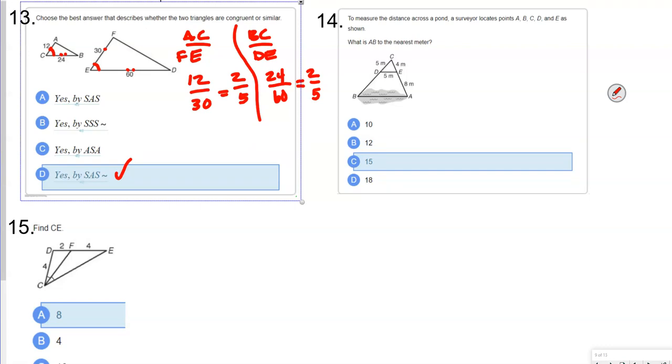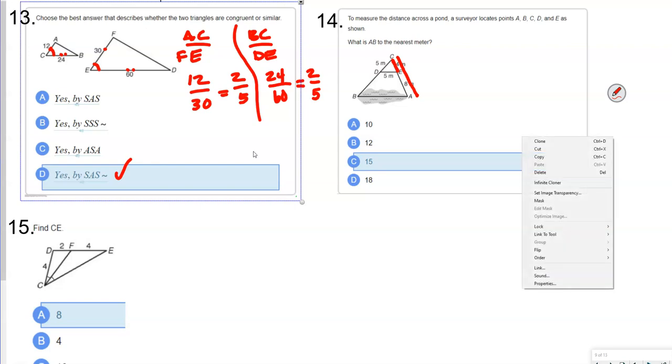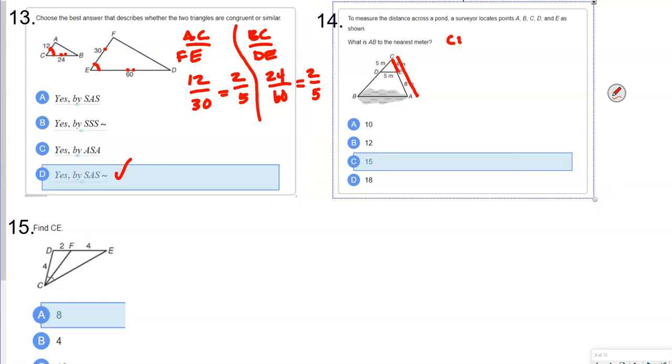To measure the distance across a pond, a surveyor locates points A, B, C, D, and E as shown. What is AB to the nearest meter? So we want to do little triangle, big triangle here, guys, okay? So notice we have this side CE over here over the whole side of the big triangle, okay? So we're going to actually compare triangle CDE to triangle CBA, okay? So that's what we're going to do. So we're going to go CE over what? CA. Y'all see that? So that's going to give us 4 over this whole distance right here.